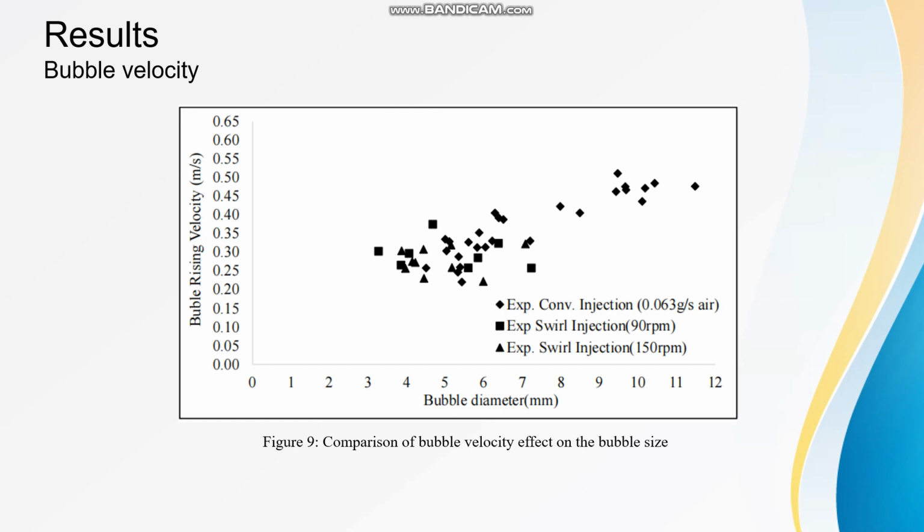So at constant gas flow rate, by increasing the rotating speed from 90 to 150 rpm, the average bubble velocity reduces as the velocity is easily dissipated to the surrounding, far from the center region of the bubble column.